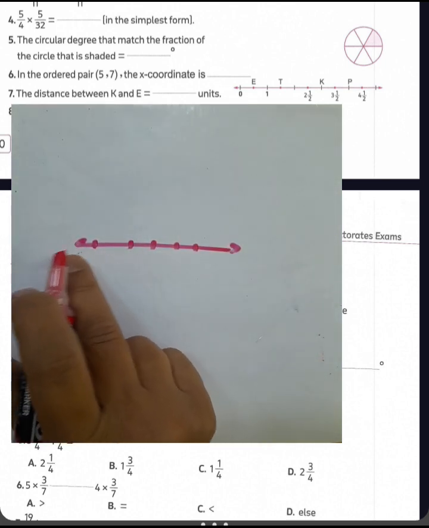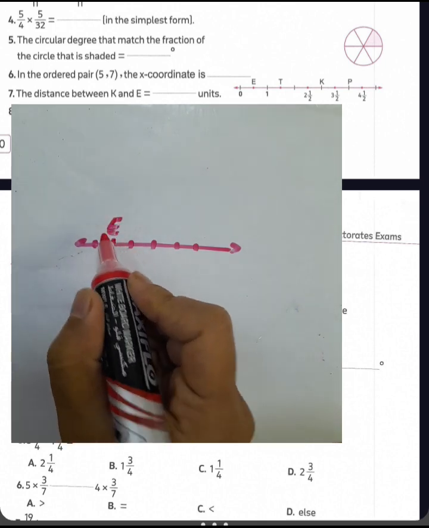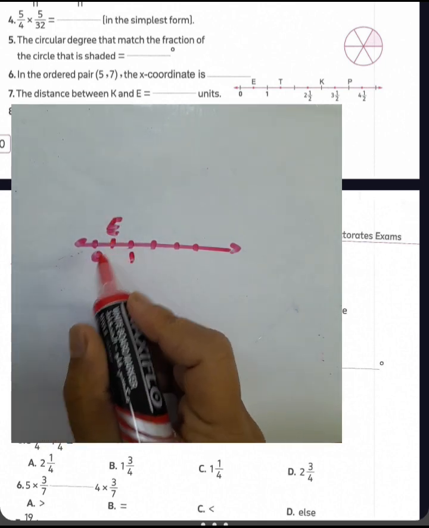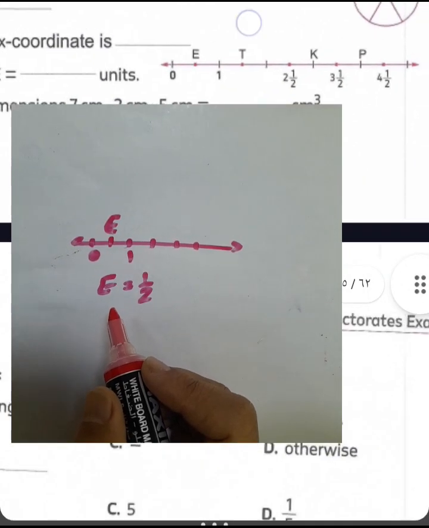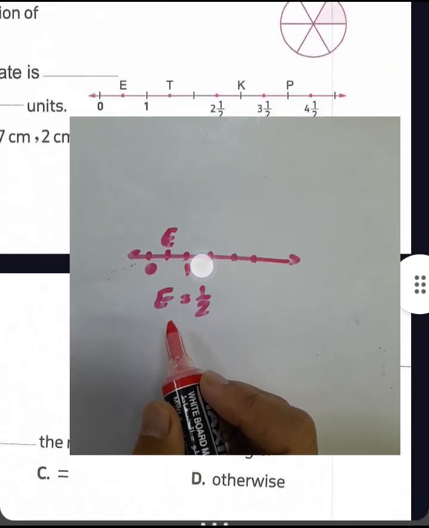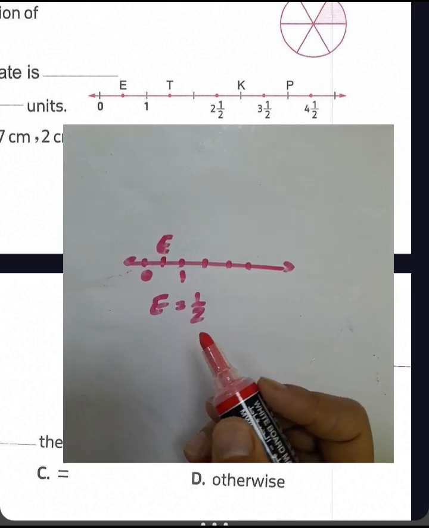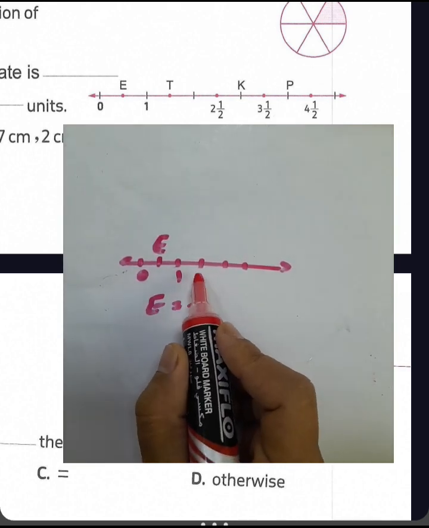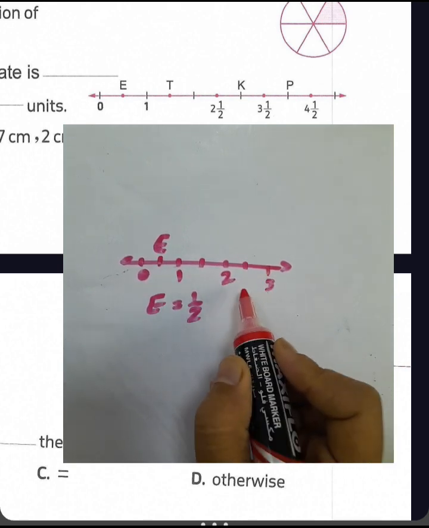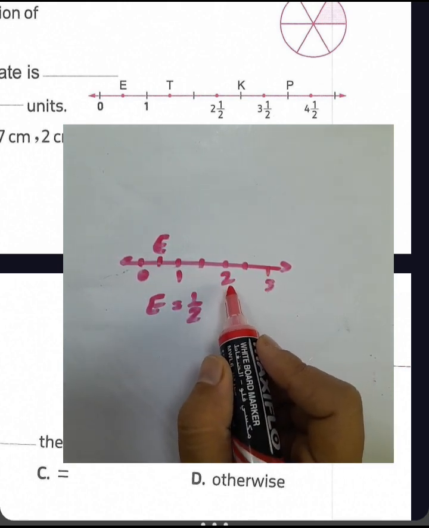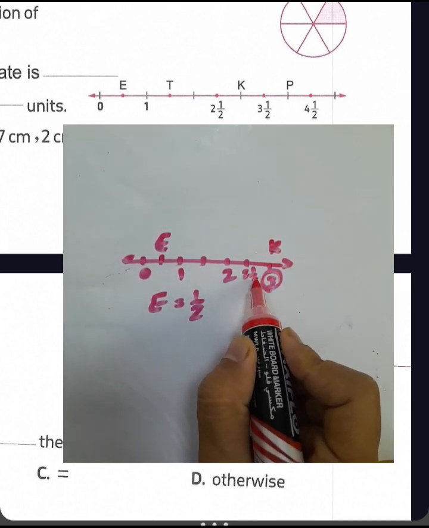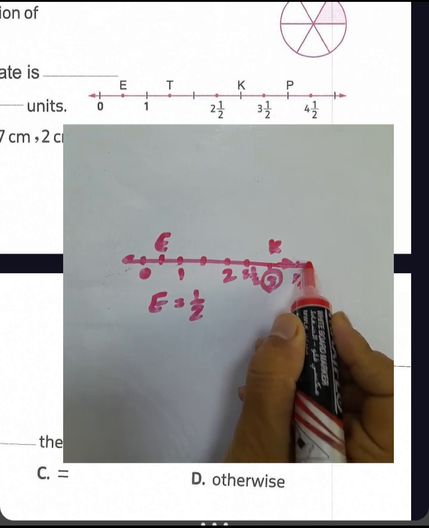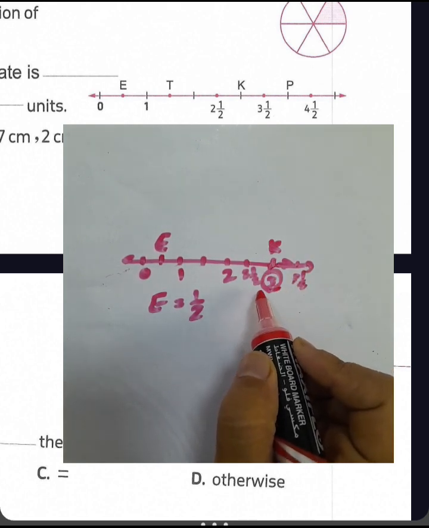Okay, you want to find the distance between e and k. e lies between 0 and 1, then the value of e will be half. And k lies between 2.5 and 3.5. The number that lies between them will be 3. We have 0, 1, 2, 3, and k will be 3, because k lies between 2.5 and 3.5, then the value of k here will be 3.